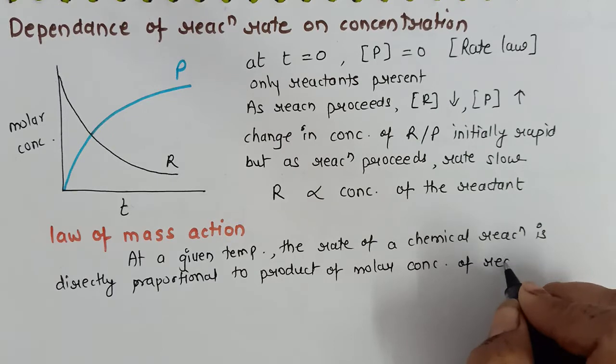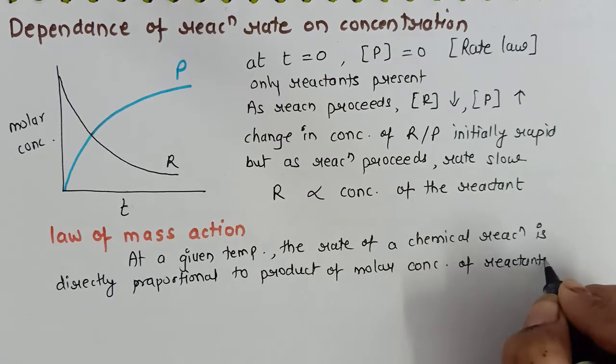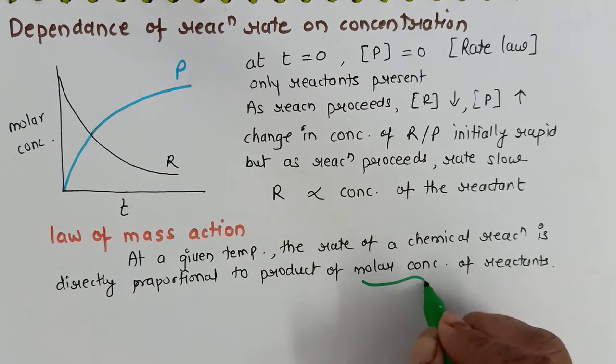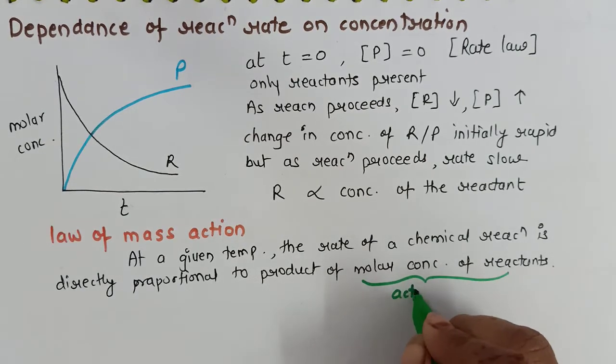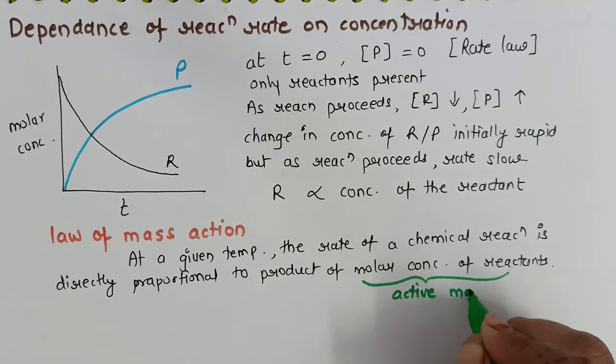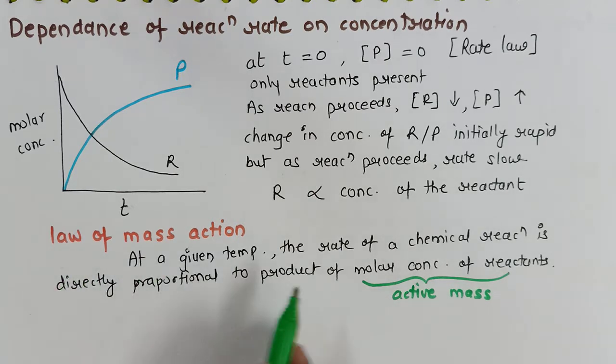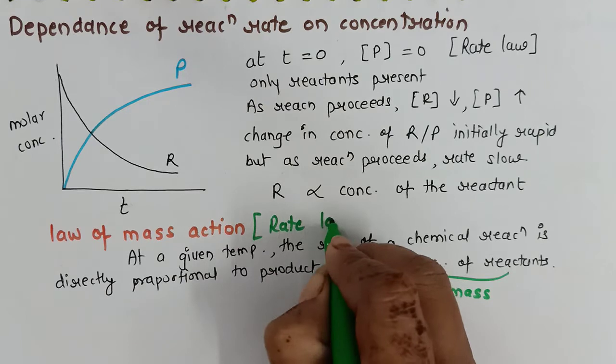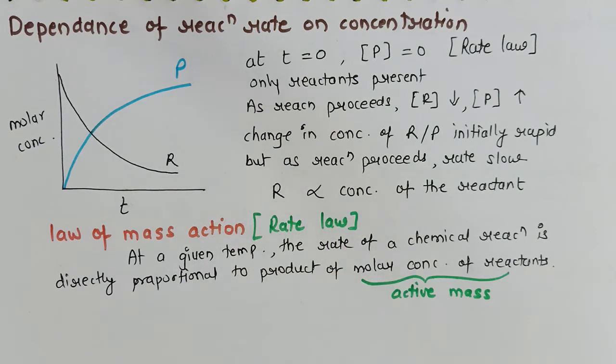So this is called the law of mass action. Molar concentration of the reaction is also called active mass, and therefore this law is also called the rate law. So we are going to discuss the rate law, according to which the rate of a chemical reaction is directly proportional to the active mass of the reactant.